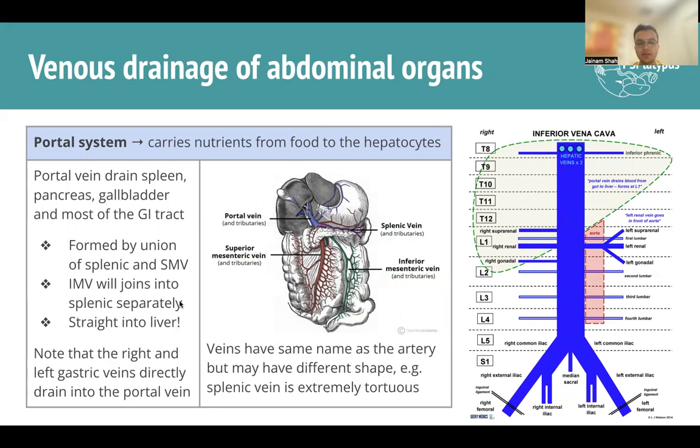Note that the only exception to this portal vein system is the right and left gastric veins. They will tend to directly drain into the portal vein rather than first draining into, for example, the SMV or the splenic vein or the IMV. A lot of them will have the same name as the artery that they go along with as well, but they might have a different shape. And the classic one is the splenic vein. So the splenic artery is nice and straight, whereas the splenic vein tends to be a lot more tortuous.